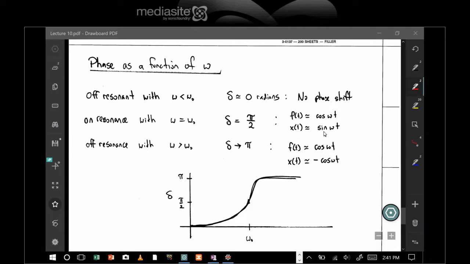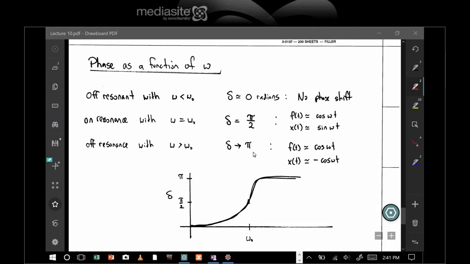And then if you go to high frequencies, where omega is greater than omega naught, the phase goes to pi. Again, why does it do this? Because this functional form is that of an arctangent. And so the drive frequency is cosine omega t, and the amplitude is negative, and that's where that minus phase comes from. So that's what the phase represents.